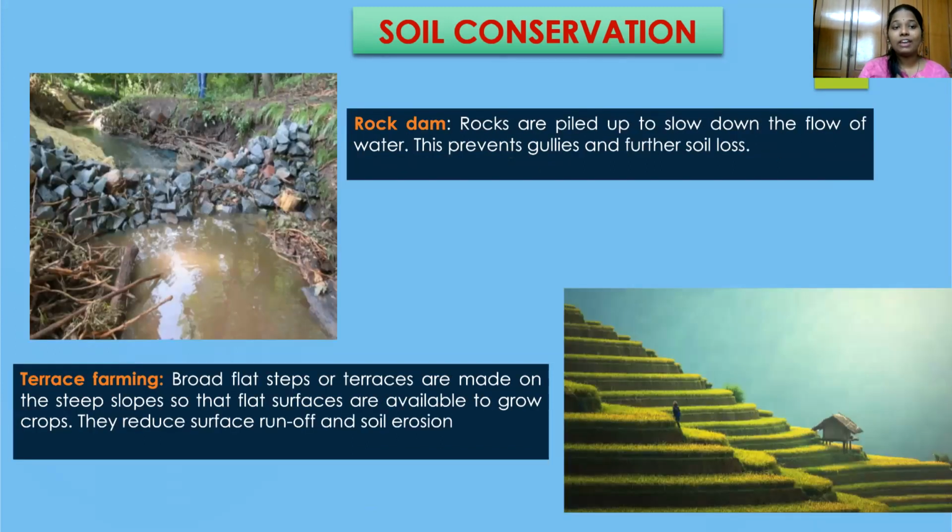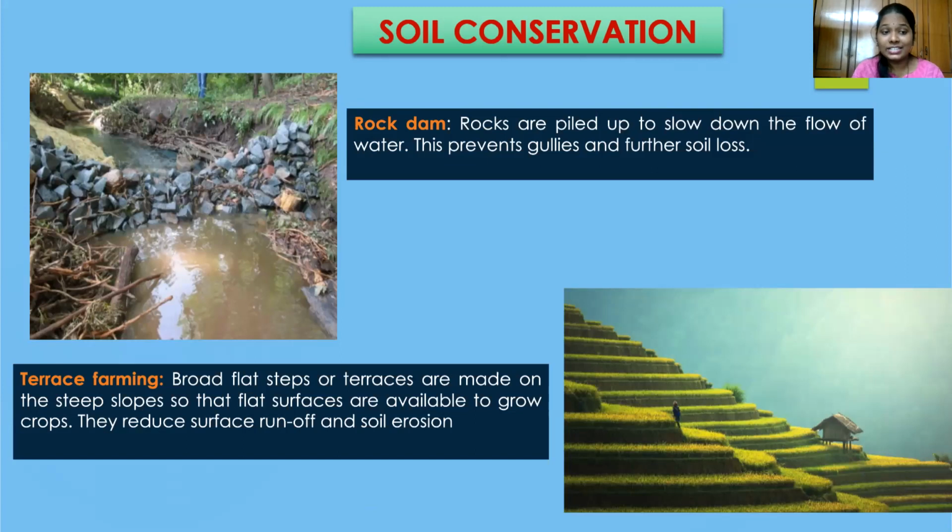Similar to the contour barrier, we have a rock dam. It also acts as a barrier. Here we pile up rocks in a way that will slow down the water coming with the gullies. This will protect the soil.